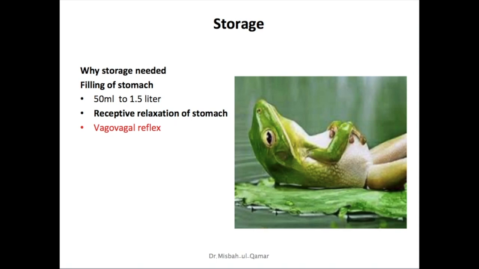And then there is a vagovagal reflex, which helps in the filling of the stomach. It extends from the stomach to the brainstem and then back to the stomach. Due to this reflex, the stomach can accommodate a 20-fold change in volume with little change in intragastric pressure. But if more than 1.5 liters of food is consumed, then the stomach over-distends, the intragastric pressure increases, and the person experiences discomfort.